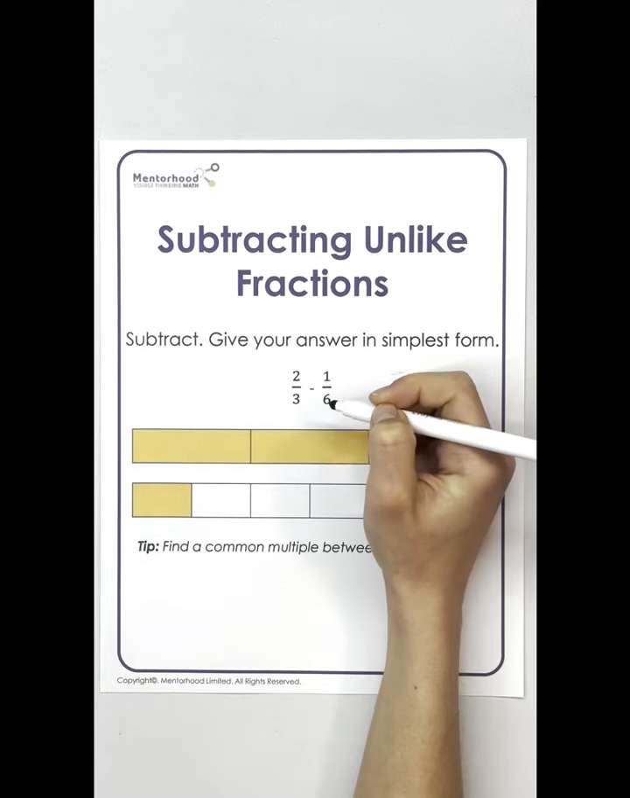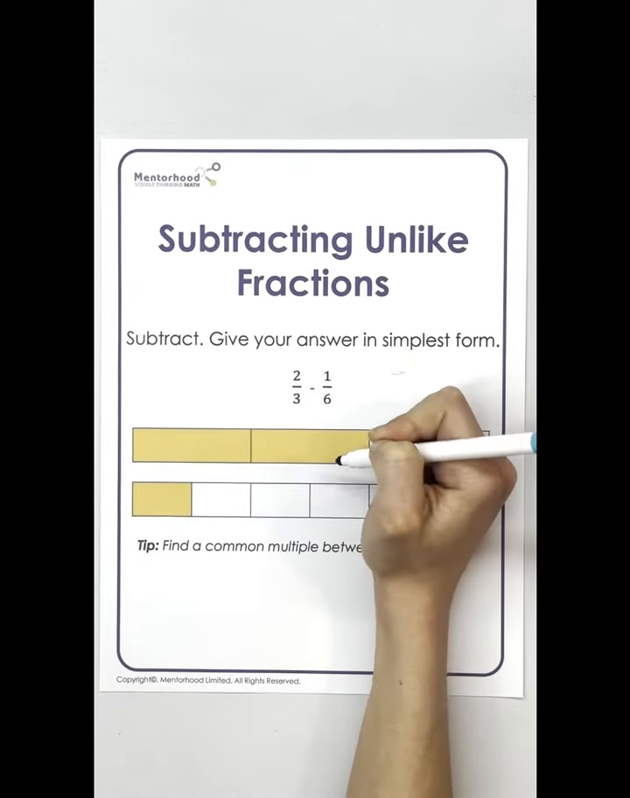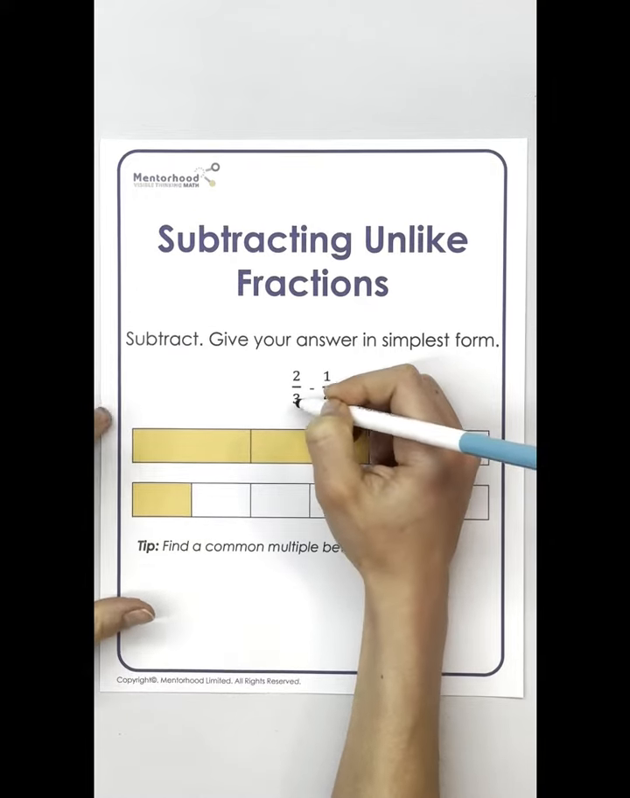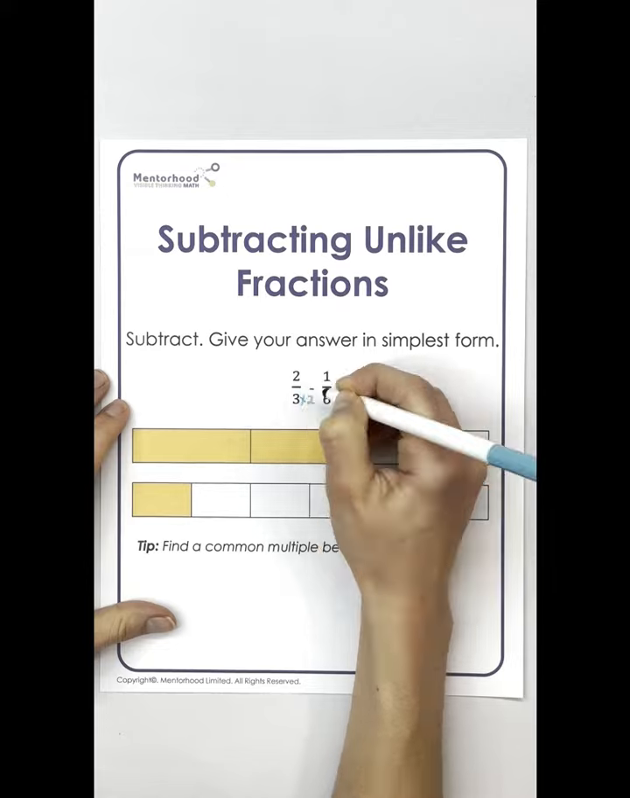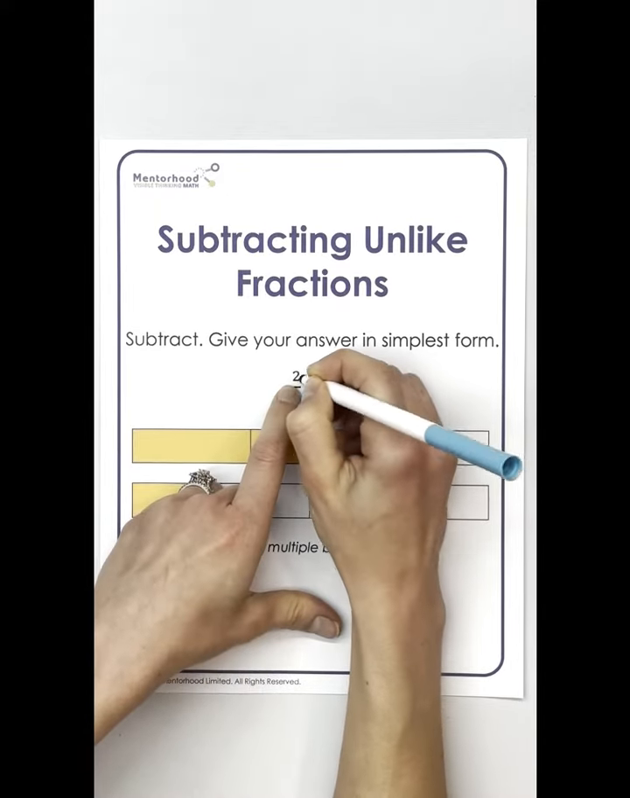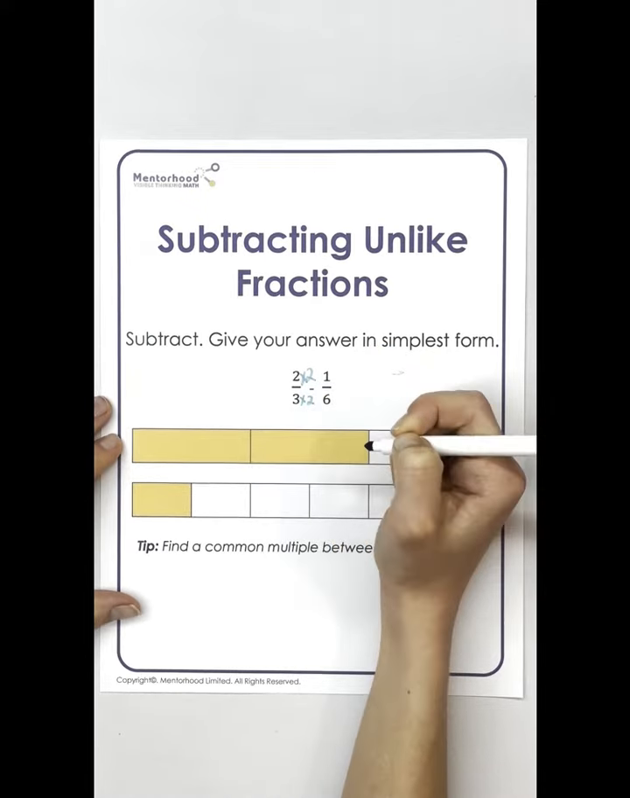Well, first I've got to convert them. So what is something that appears on both the multiplication tables of 3 and 6? How about 6 itself? So what do I have to multiply 3 by in order to get 6? I have to multiply it by 2. So I'm going to do that right here. 3 times 2. Now, whatever I do to the bottom, I have to do to the top. So 2 times 2 up here. Now, my 1/6 doesn't have to change because it's already over 6.